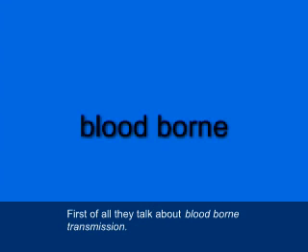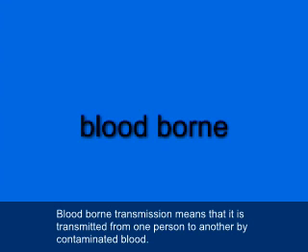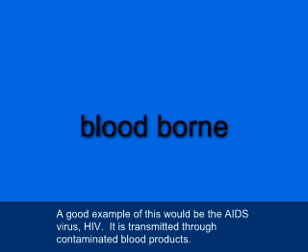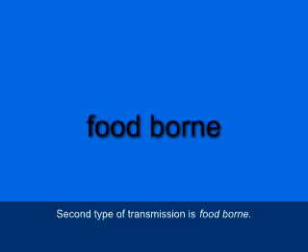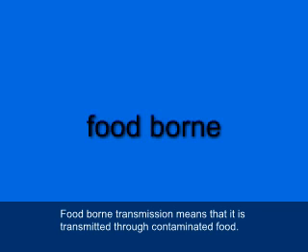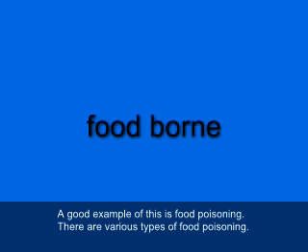First of all, they talk about blood-borne transmission. Blood-borne transmission means that it's transmitted from one person to another by contaminated blood. A good example of this would be the AIDS virus, HIV. It is transmitted through contaminated blood products. The second type of transmission is foodborne. Foodborne transmission means that it's transmitted through contaminated food. And a good example of this, of course, is food poisoning.